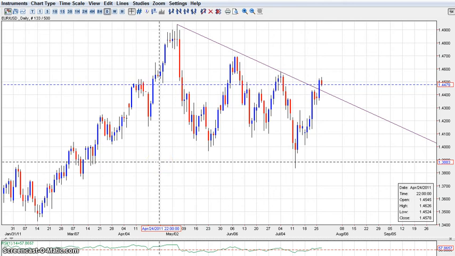It's Wednesday, the 27th of July, and the currency pair I'm still looking at this week is the euro dollar. And my bias is still to the downside.